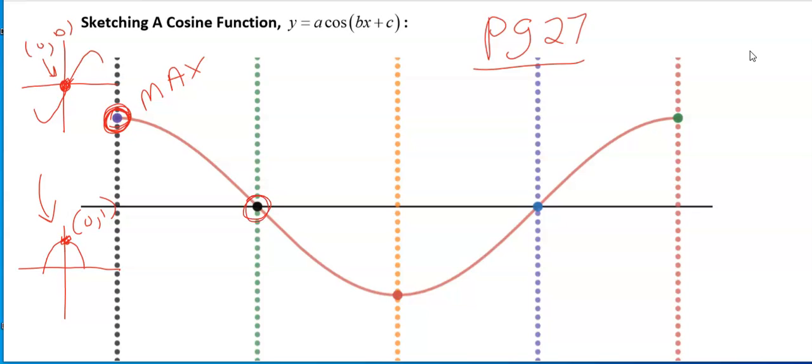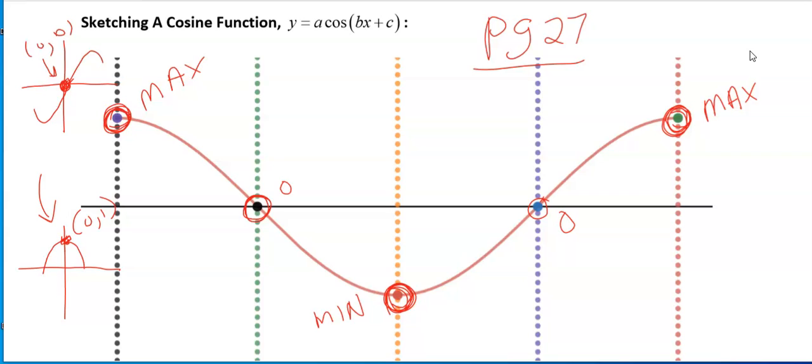The second y value is going to be halfway down your curve. So the second y value is 0. The third y value you're going to get is your minimum, isn't it? That's the negative amplitude. The fourth point you're going to get is back to a 0 right there. And finally, the last point you're going to be graphing for your cosine function is another max. All right, do you see that? So that's what's different essentially between the sine function and the cosine function.